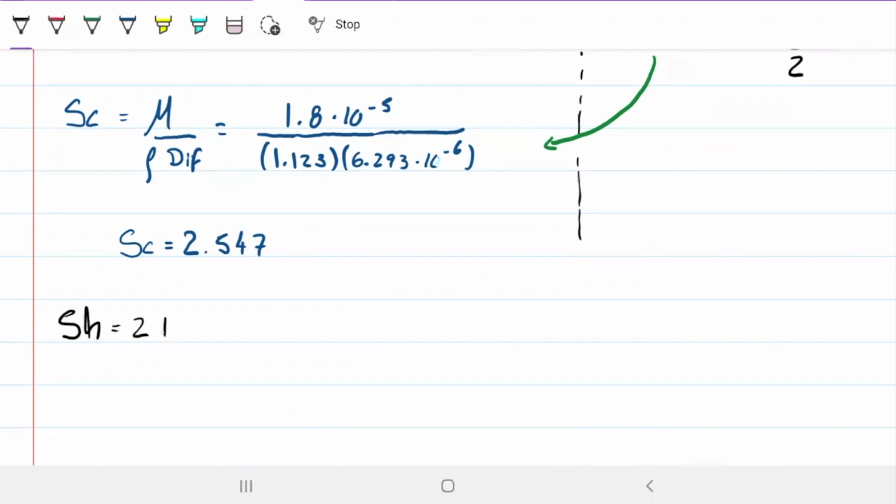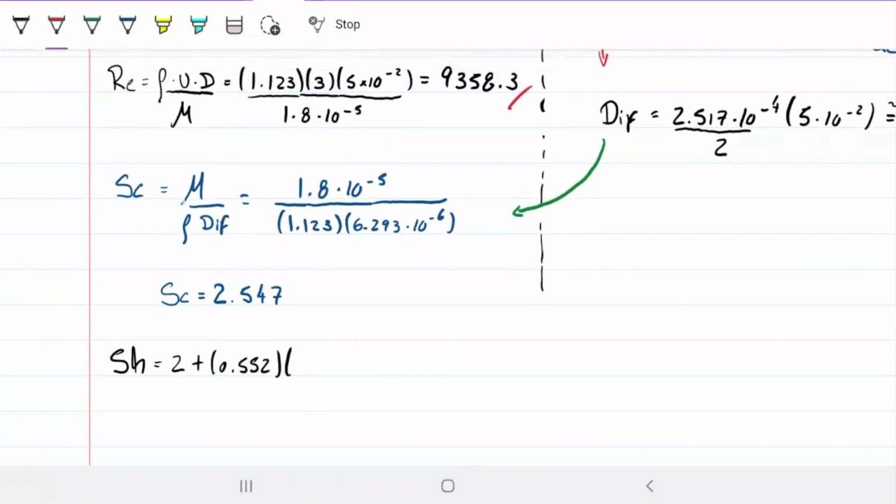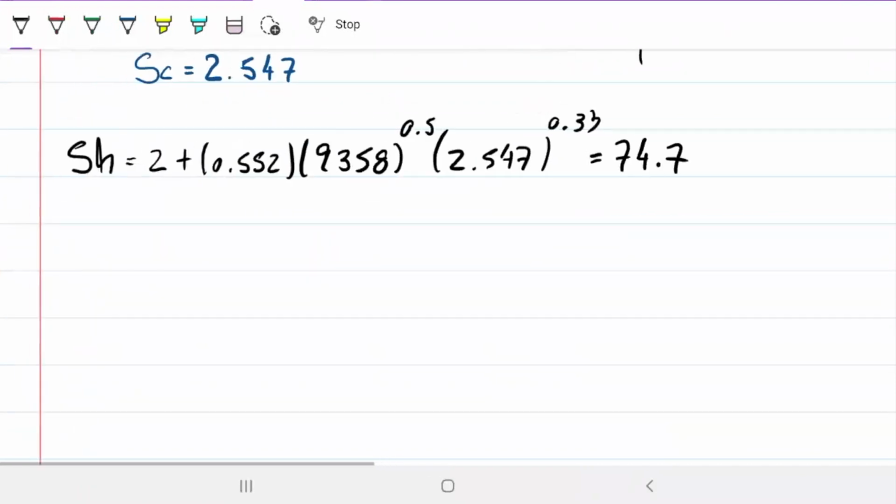And Sherwood will be 2 plus 0.552. That multiplies Reynolds that we have over here, Reynolds, 9358, that's to the 0.5. And Schmidt, which is 2.547, and that's to the 0.33. And that gives me a Sherwood number of 74.7. Right? And now with Sherwood number, I can find K, which was the whole idea after all.